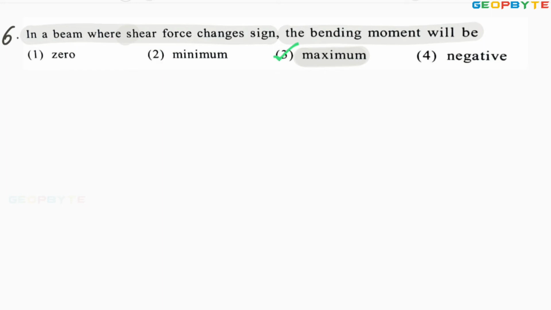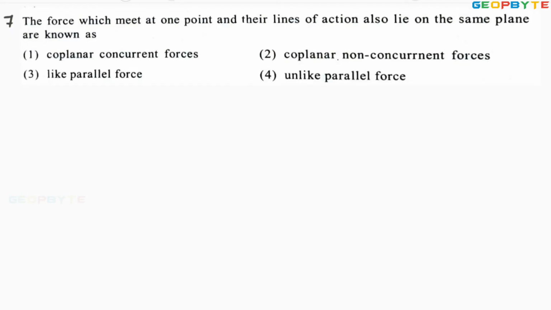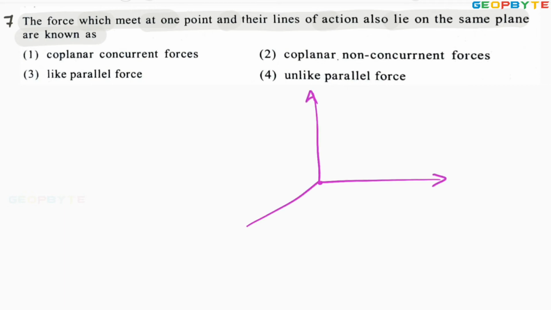Let us take one more problem. Look at the seventh problem. The force which meets at one point and their lines of action also lie on the same plane is known as, it is like this. At a particular point, all the forces may be meeting like this.